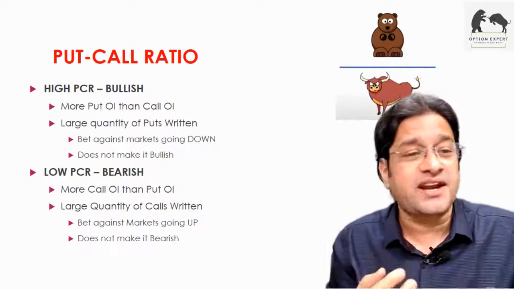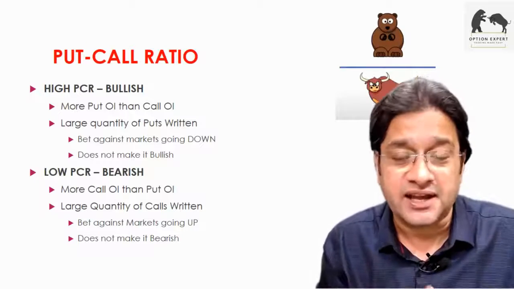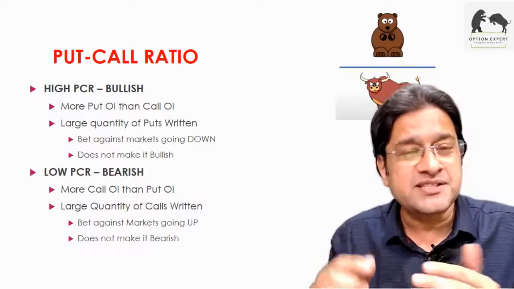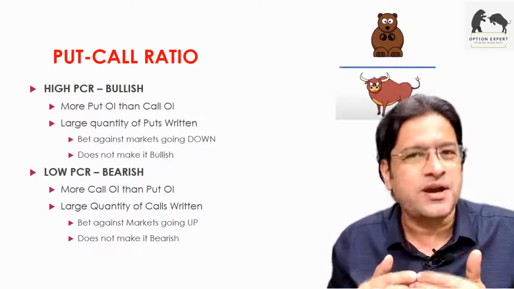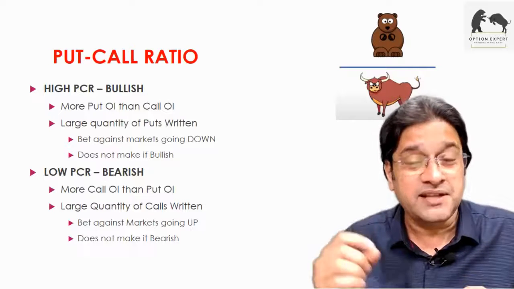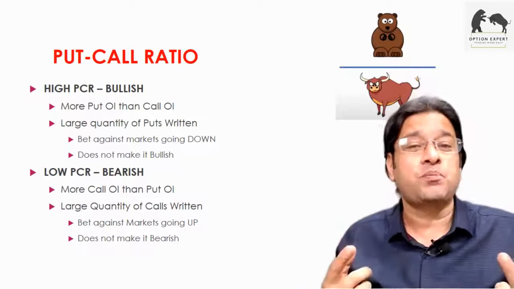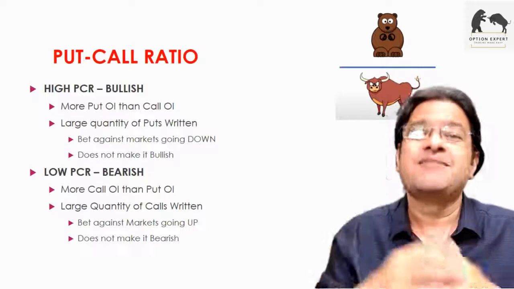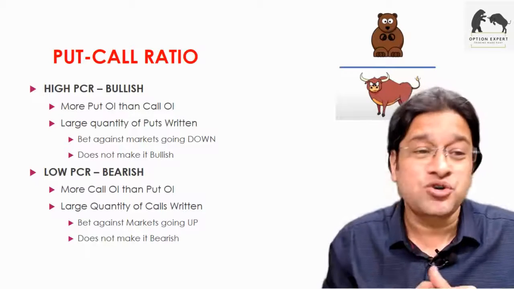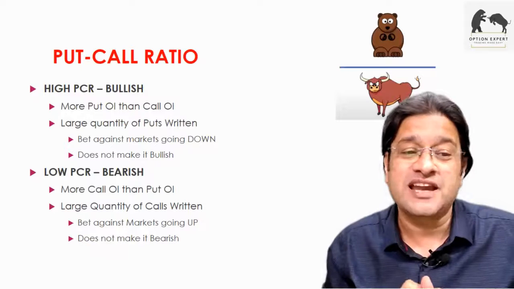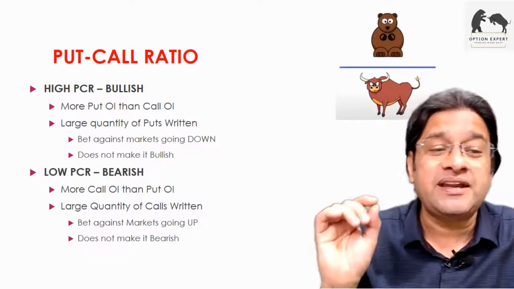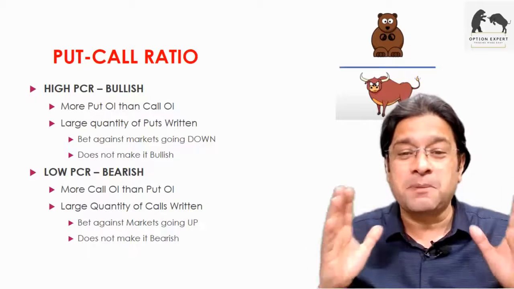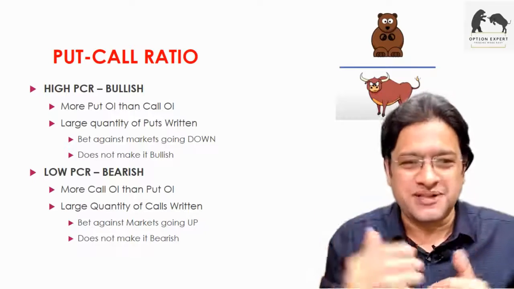Now, based on this, let's understand for every put, how many calls there are. If it is 1.1, it means there are more puts than calls. When there are more puts, what are we trying to say? The market has great support and is unlikely to move down, or it is bullish. More put options than call options means a large quantity of puts are written. They're betting against the market going down, not necessarily bullish, but the market is unlikely to go down.